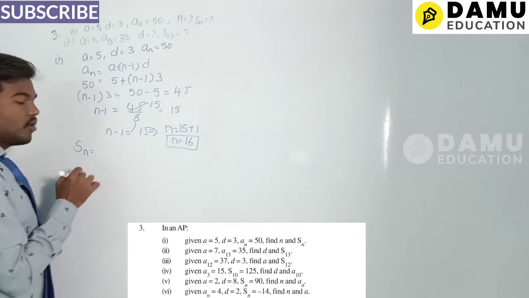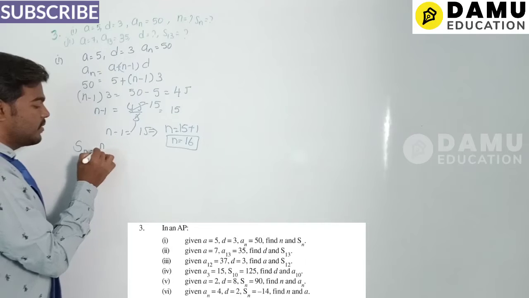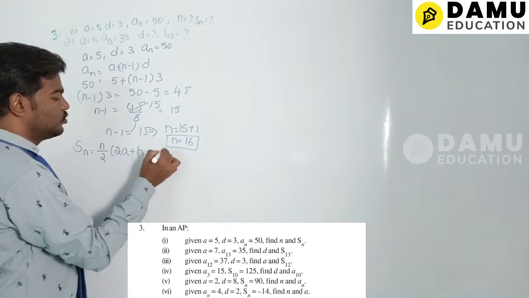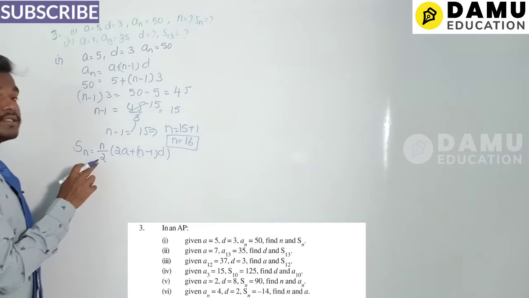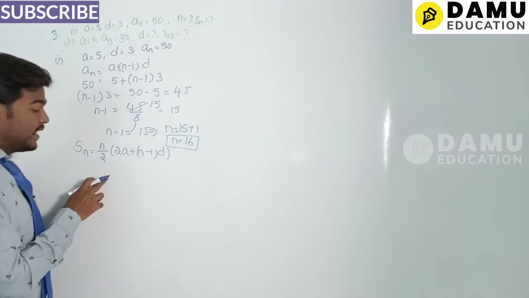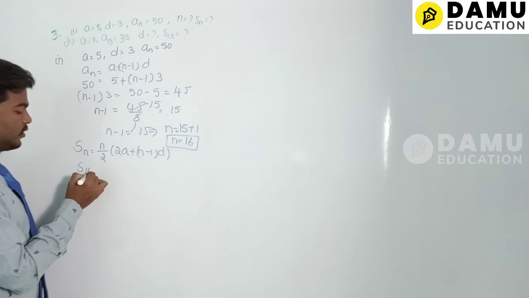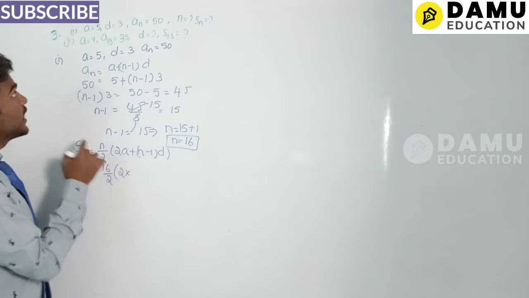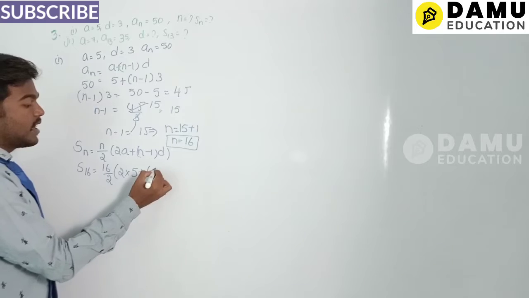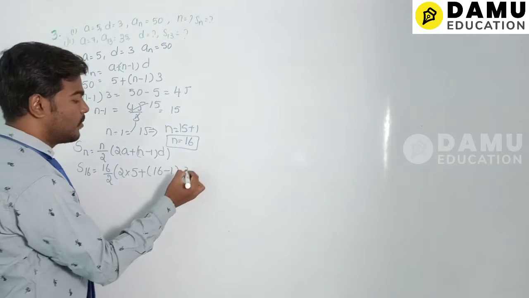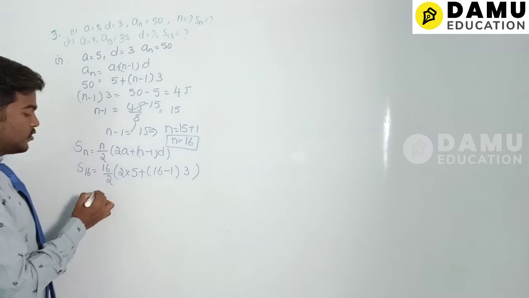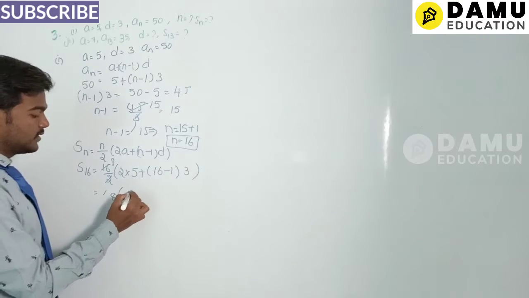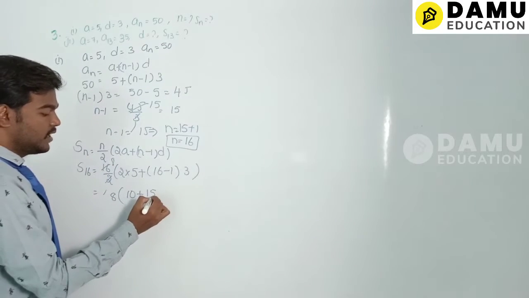So the Sn formula is equal to n by 2 into 2a plus n minus 1 into d. So this is the one. So n by 2, what is the n here? So sum of 16, so 16 by 2 into 2a. 2 into a will be equal to first term 5, and 16 minus 1 into common difference 3. So this is the value. So 2 1s are 2, 8s are 8, into 2 5s are 10 plus 15 into 3.